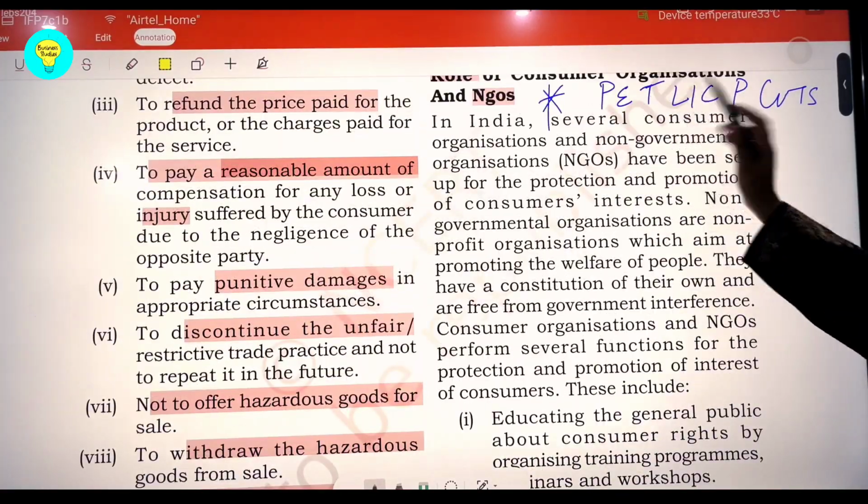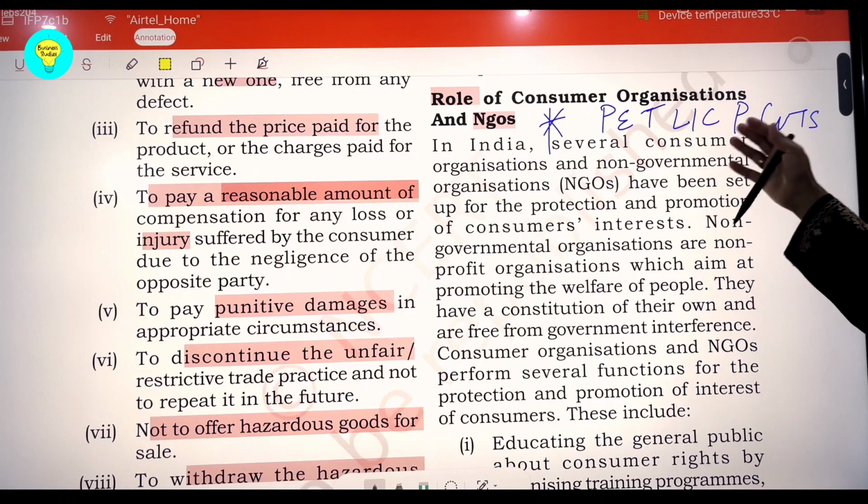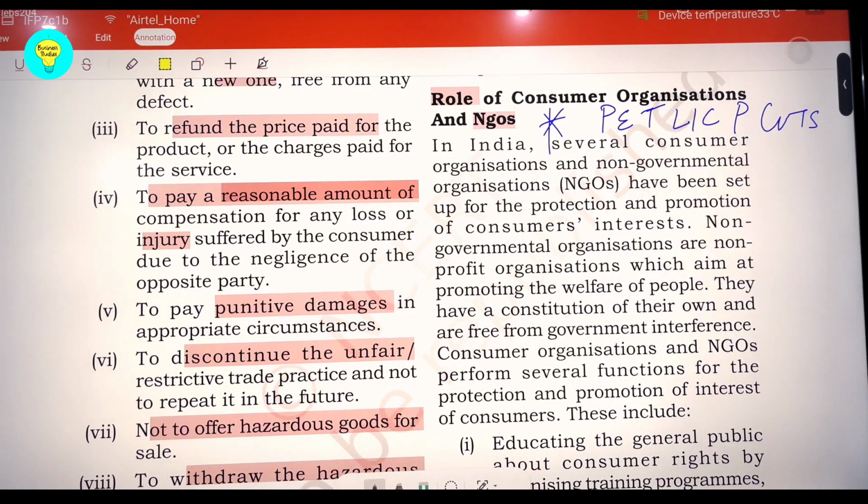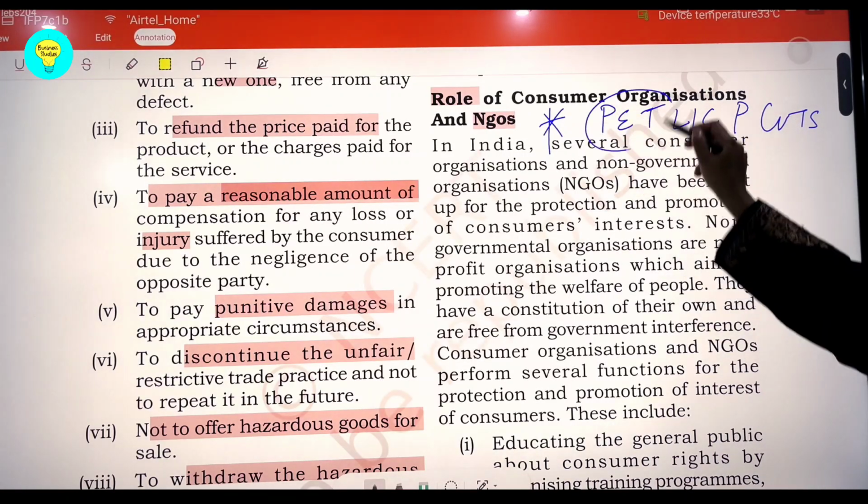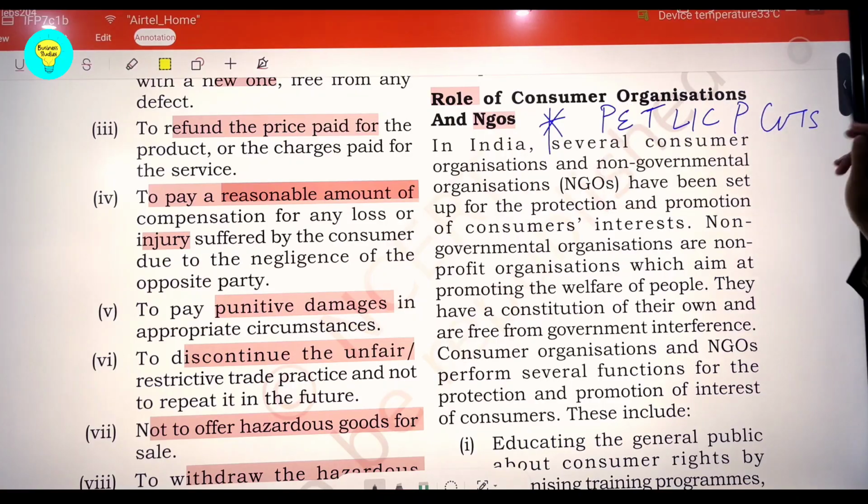So you can remember like this: अपना लो LIC के premium cuts को. PET LIC premium cuts. PET, PET. This one word, then LIC and P cuts.